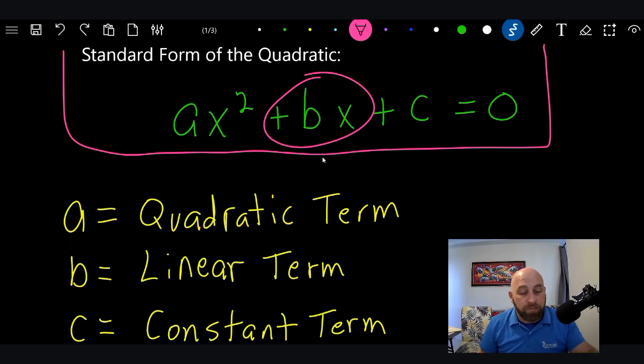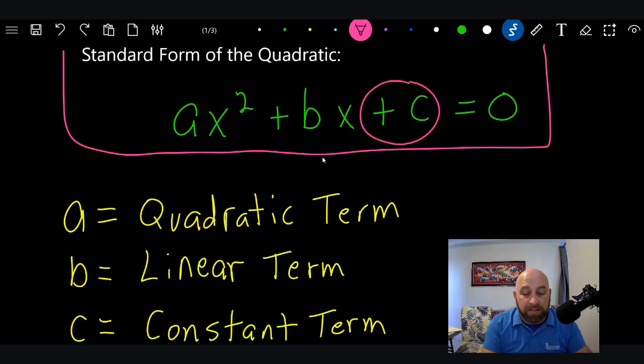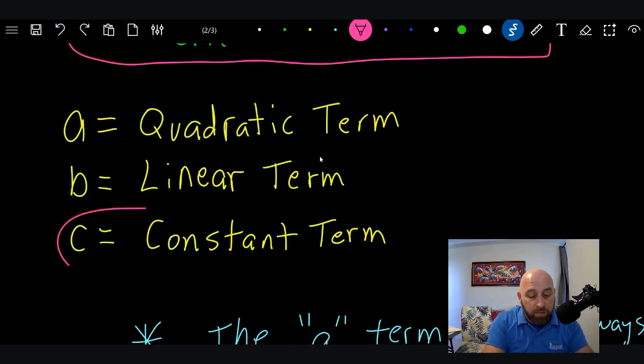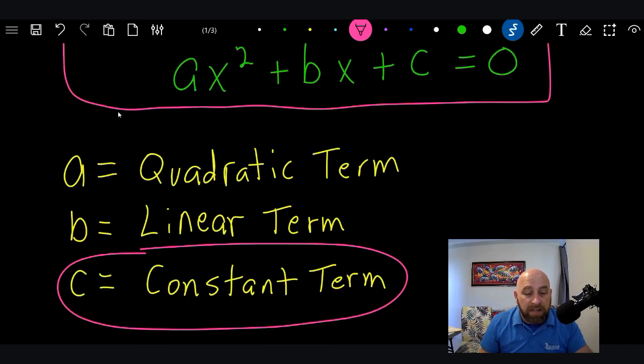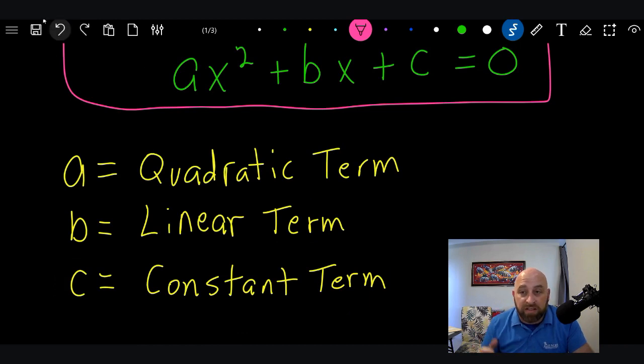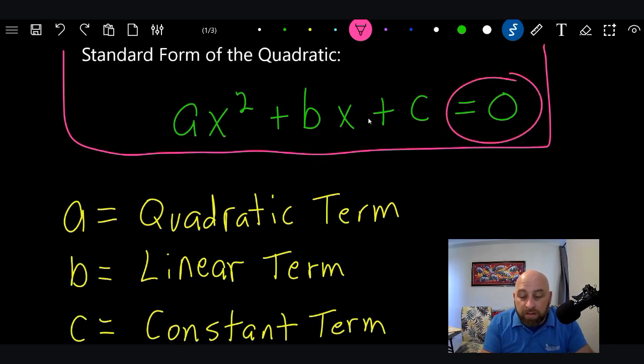Very important. The next term is the c term. Notice there is no x with that term, and this is what we call the constant term. It is a constant, which means it's just a number. There's no variable to it. It's only a number. So it's 7, it's 10, it's 11, it's whatever number it can be. And then the important thing here is notice that is always set equal to 0.